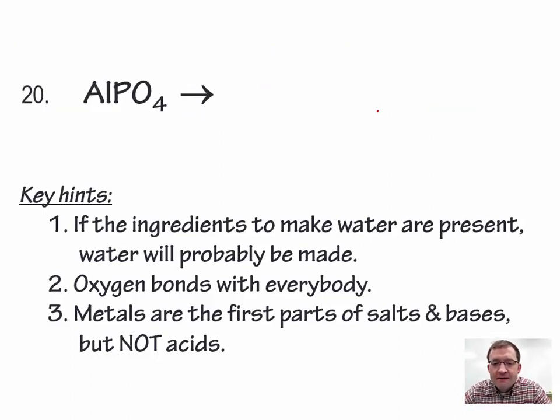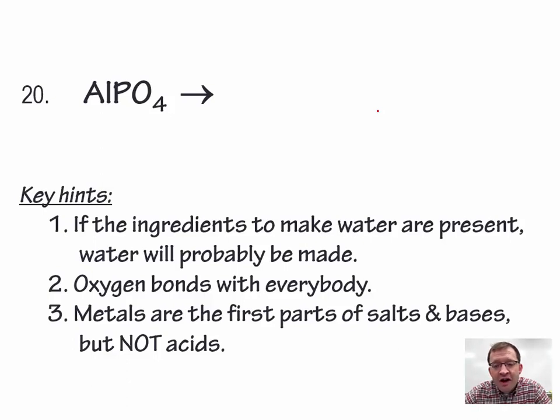Let's look at number 20. 20 gives us aluminum phosphate, and it gives it to us as a formula, so we don't have to even figure that out. But again, let's think of the rules here. One, if water ingredients are present, go ahead and make water. We don't have hydrogen here, so we can't make water from aluminum phosphate. Jump ahead to the next rule. Oxygen likes to bond with everybody.